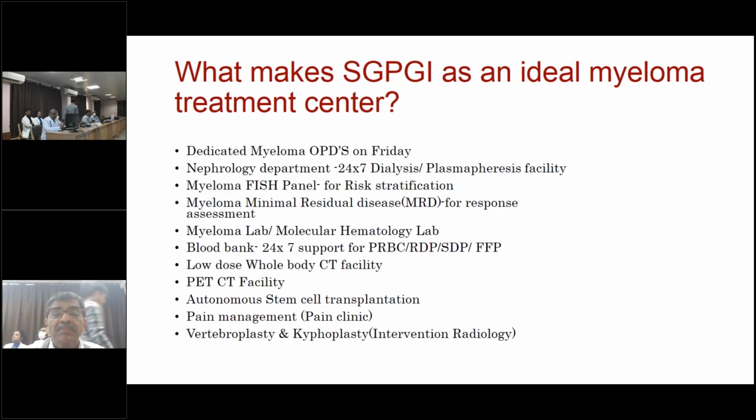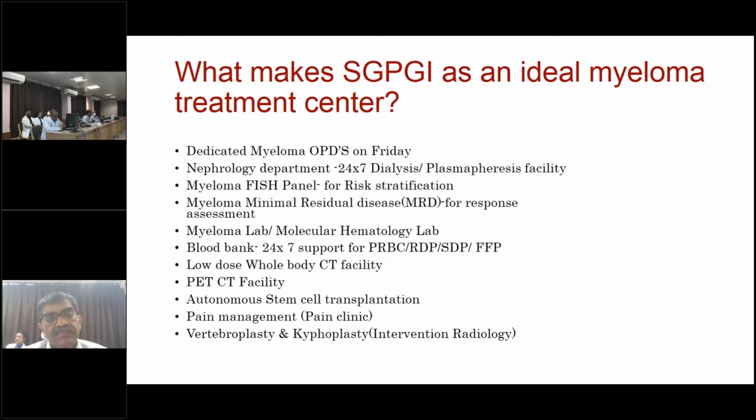What makes SGPGI an ideal myeloma treatment center? As I already discussed, we have a dedicated OPD. Our nephrology department gives 24/7 dialysis services. Myeloma FISH panel and minimal residual disease assessment is available in-house. We have a dedicated myeloma lab and molecular hematology lab, in which all molecular tests are possible in-house. Our blood bank gives 24/7 support for blood product transfusion.